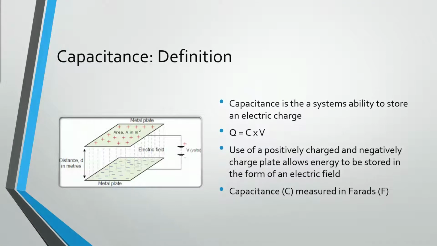So firstly, capacitance is the ability to hold an electric charge and is measured in farads. The charge of a capacitor is the product of the source voltage multiplied by the capacitor's capacitance, and this is measured in coulombs.